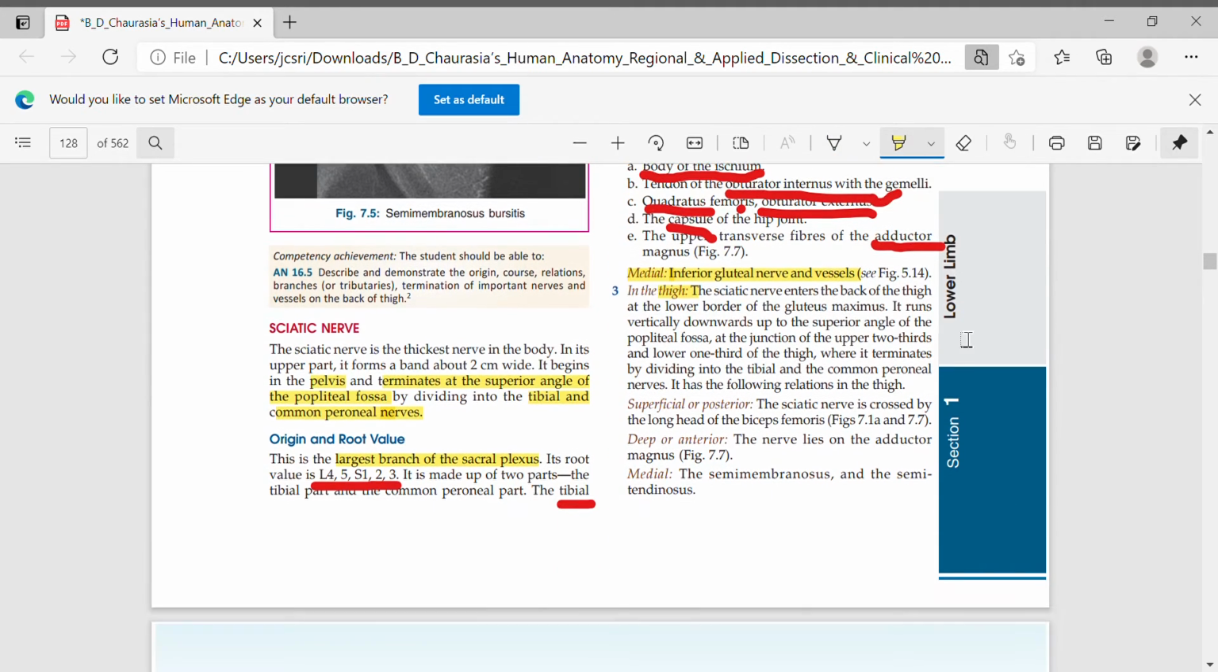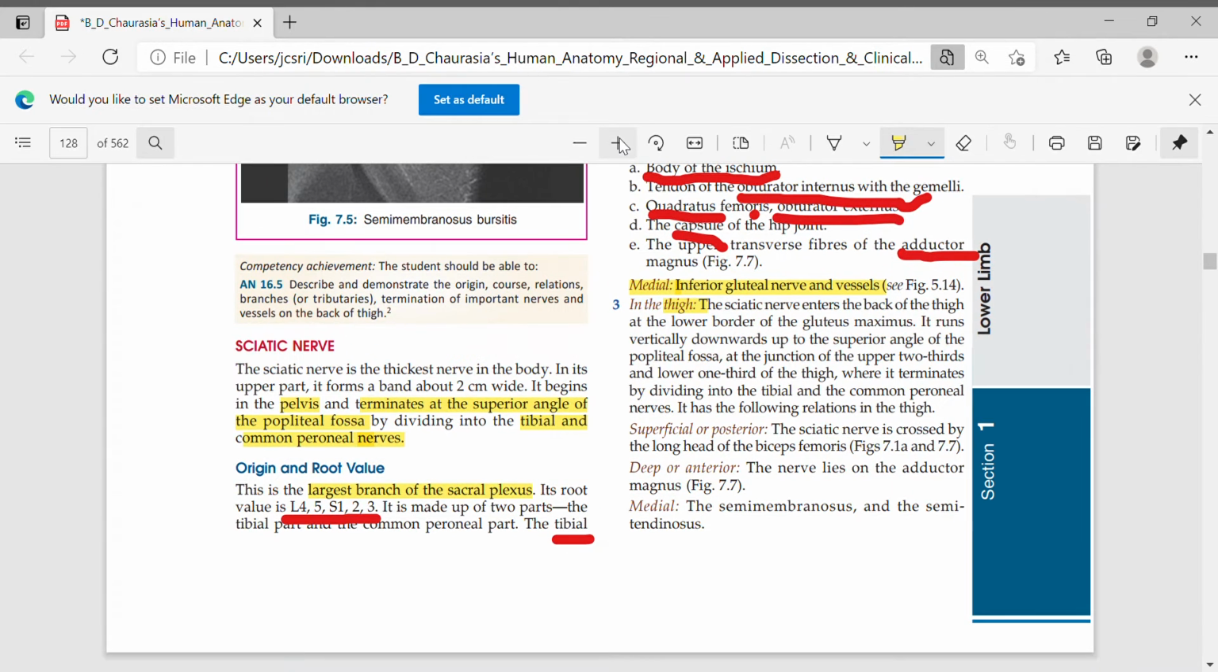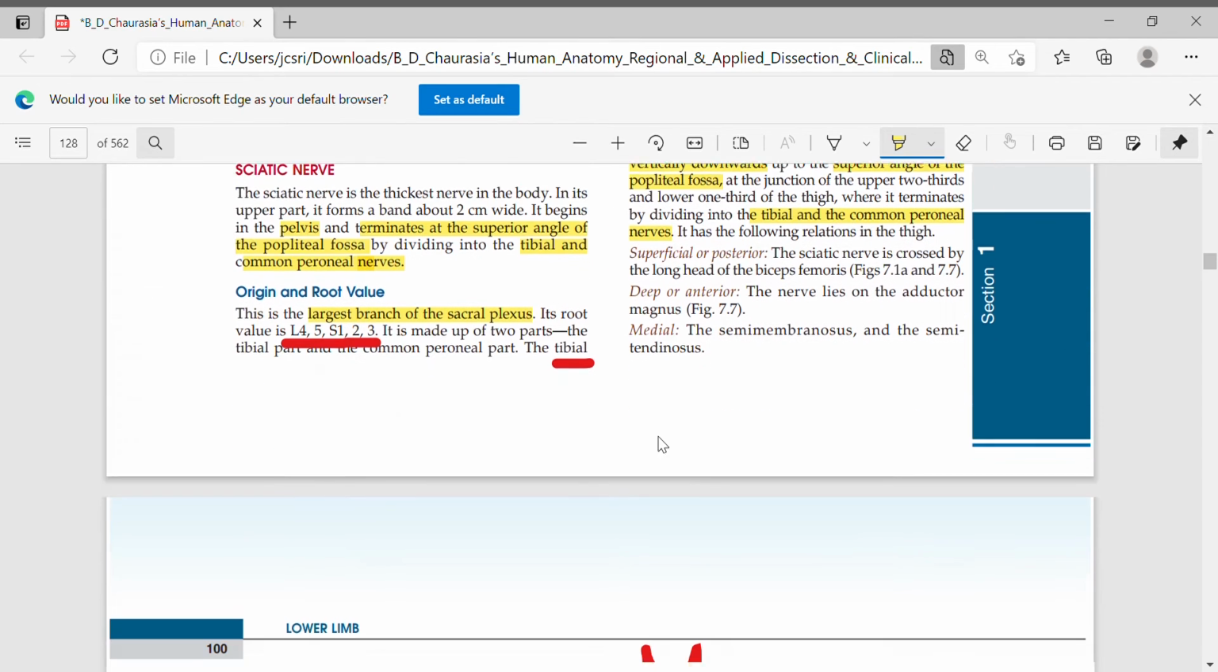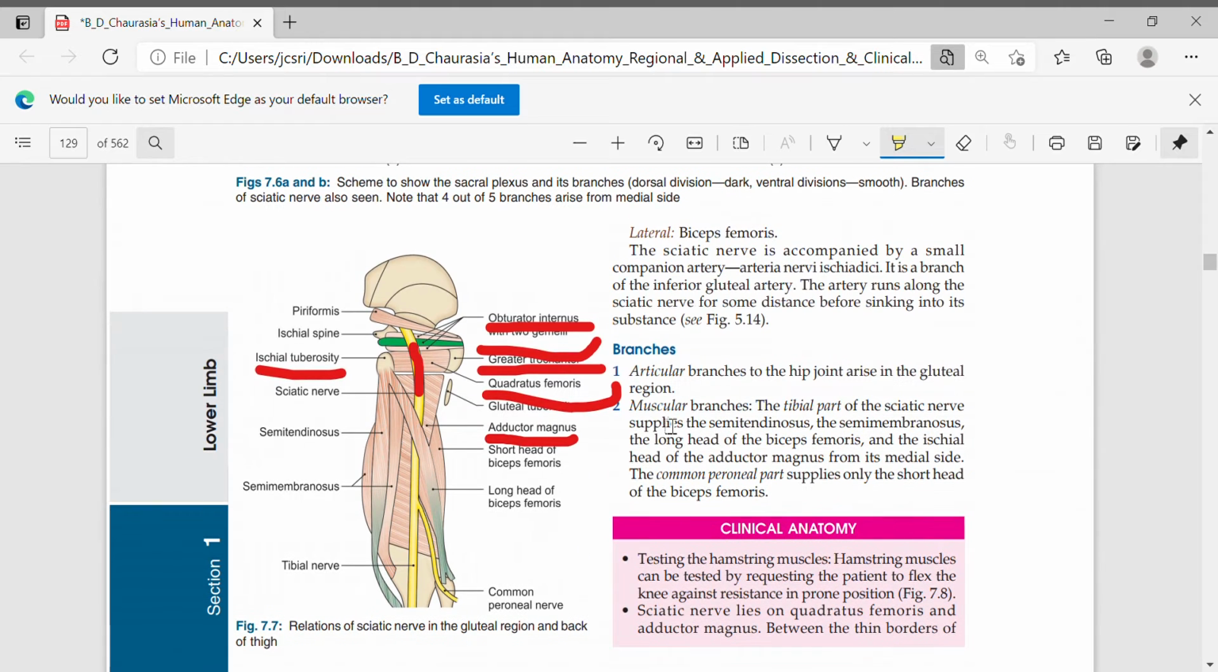In the thigh, the sciatic nerve enters the back of the thigh at the lower border of the gluteus maximus. So by piercing the lower border of gluteus maximus, it enters the back of the thigh and runs vertically downwards. It terminates at the superior angle of the popliteal fossa, where it divides into the tibial and the common peroneal nerve. And here also you have certain relations in the back of the thigh.